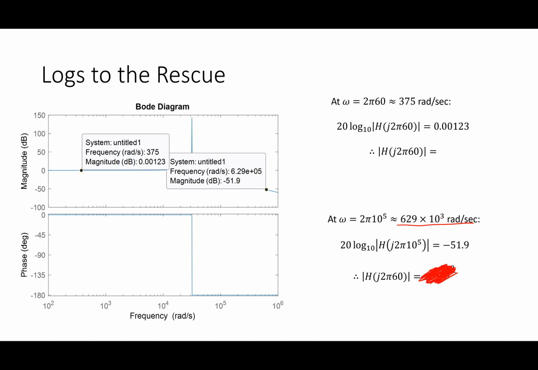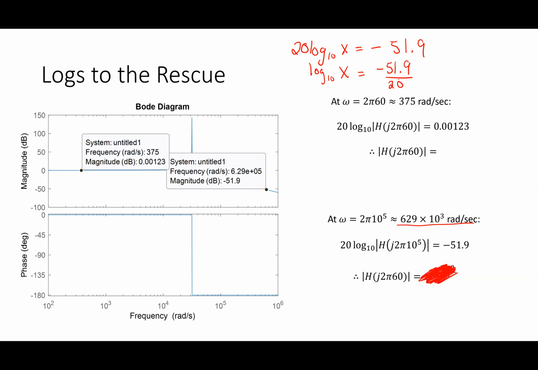If I have 20 log base 10 of a number x equal to negative 51.9, help me out. How do I solve for x? That 20 times the log of something is equal to something. What would be step 1 in trying to solve for x? Divide by 20 first, right? So log base 10 of x equals negative 51.9 divided by 20.